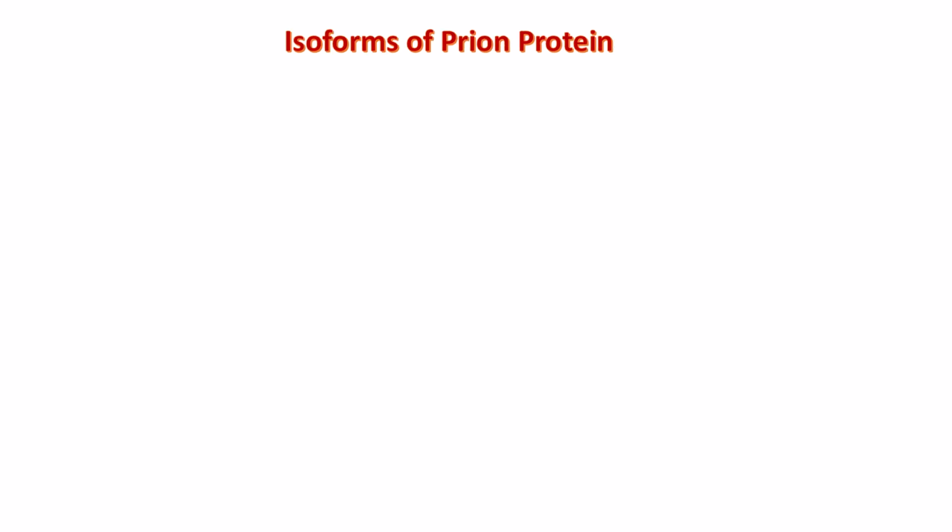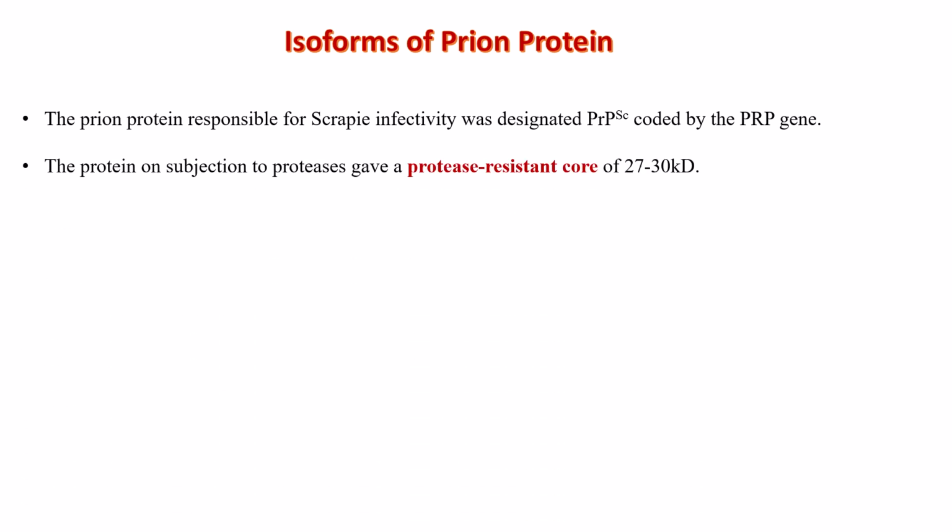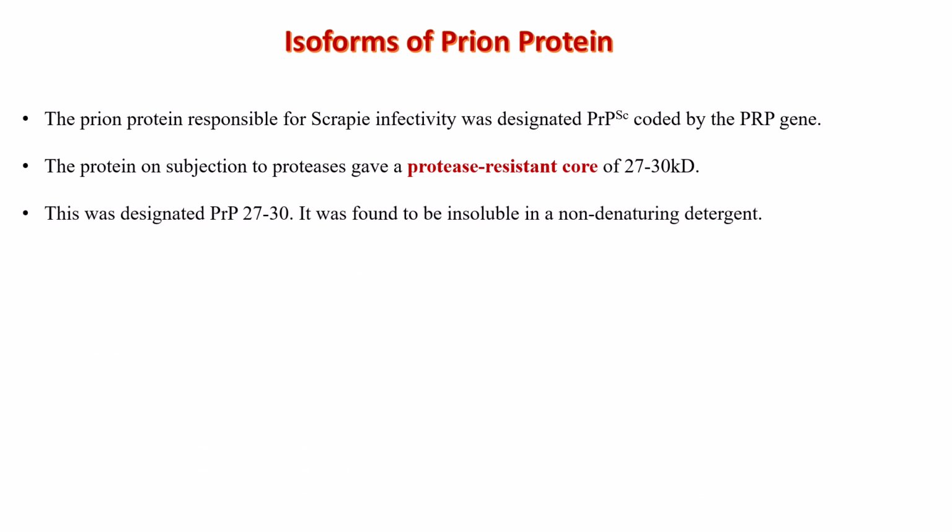Talking about the isoforms of prion protein, the prion protein responsible for Scrapie infectivity was designated PrPSc, coded by the PRNP gene. The protein on subjection to proteases gave a protease-resistant core of 27 to 30 kilodaltons. This was designated PrP 27-30. It was found to be insoluble in a non-denaturing detergent. Thus, PrPSc was found in all cases of Scrapie infection.